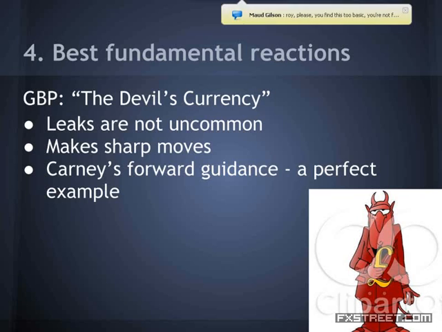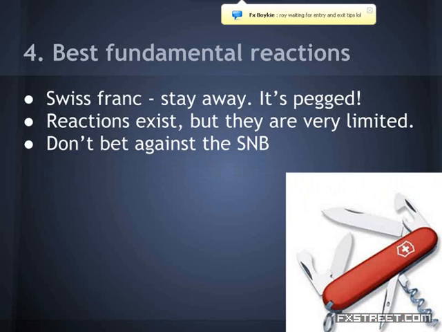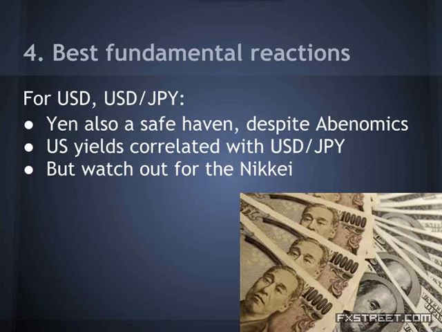For the US dollar, for US events, dollar yen. Why? Because the yen is also a safe haven, despite the recent Abenomics. Japan started a very ambitious monetary policy, loosening, printing more yen, and the government is doing more stimulus. So we had more action in the yen, but basically it's still a safe haven. If things get worse all over the world, it's going to be an even stronger safe haven. Another thing is that US yields are correlated with dollar yen.